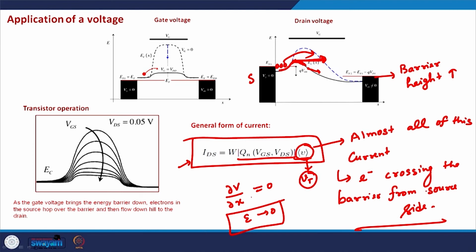Okay. And this charge profile, the charge per unit area, is actually because of the application of the gate voltage and the drain voltage.